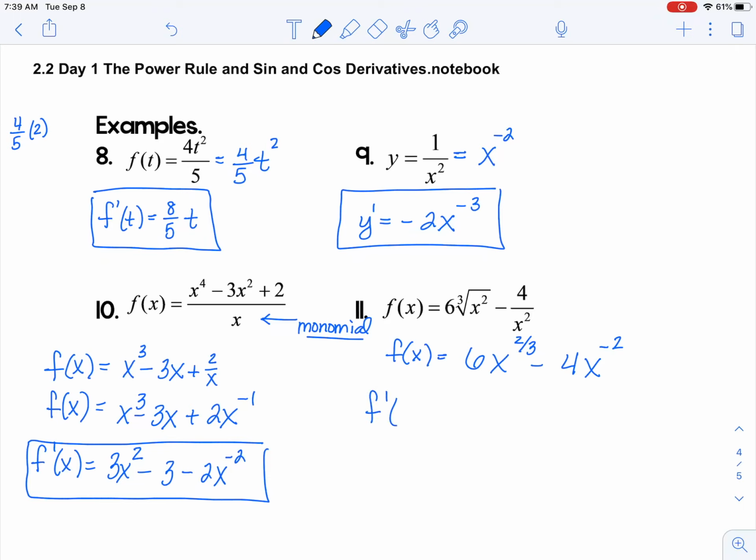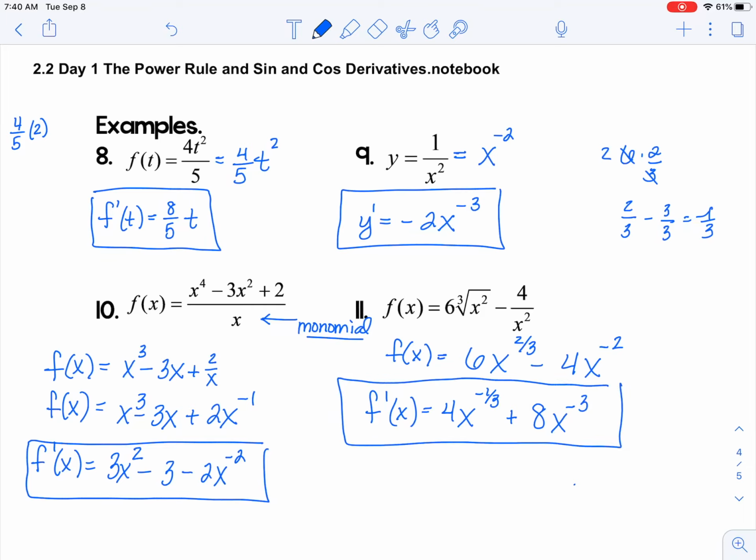So the derivative, f prime of x, we're going to do power rule. So 2/3 times 6, if you need to do that off to the side, go ahead. 6 times 2/3, we're going to cross cancel those, and we get 4. So 4x to the, drop the power down by 1. 2/3 minus 3/3 is negative 1/3. And then we're going to do power rule again. We're going to multiply by negative 2. That's going to be a positive 8. X to the, drop the power down by 1, negative 3. So there you have your power rule.